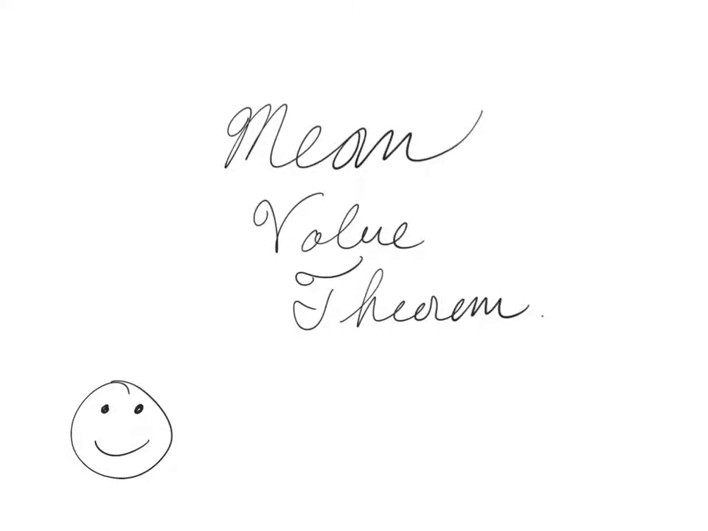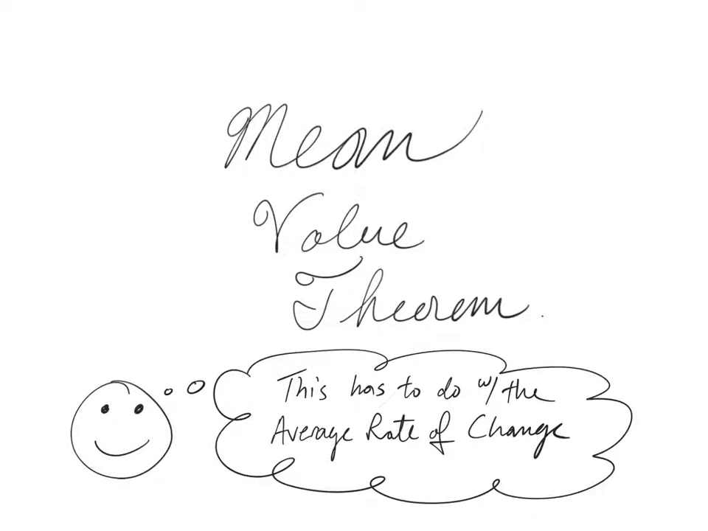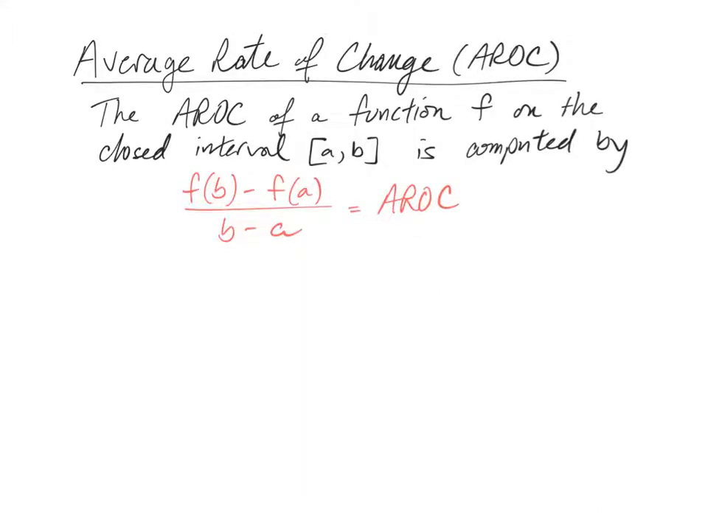The mean value theorem. This theorem deals with an average value. That's what this word mean means: average. It's not like how somebody can be mean by saying, your feet really are the worst smelling. No, it's not like that. It's more like, this has to do with the average rate of change. Average rate of change, I will abbreviate AROC.